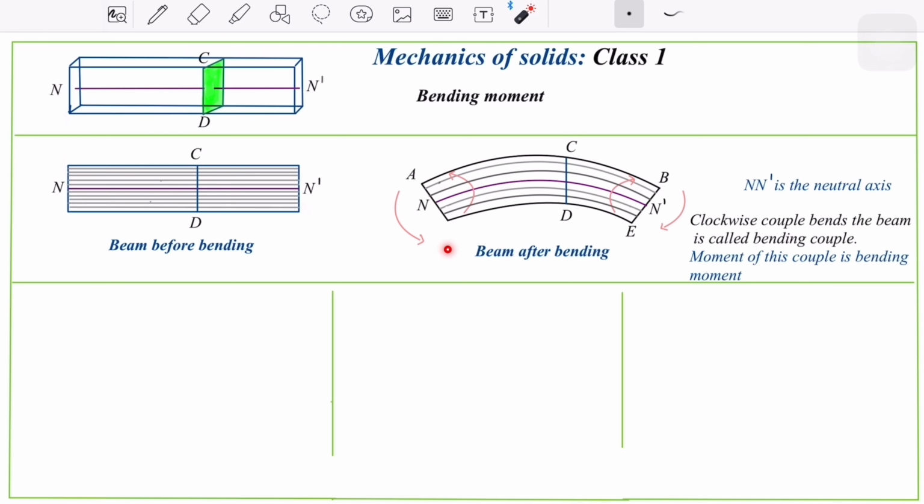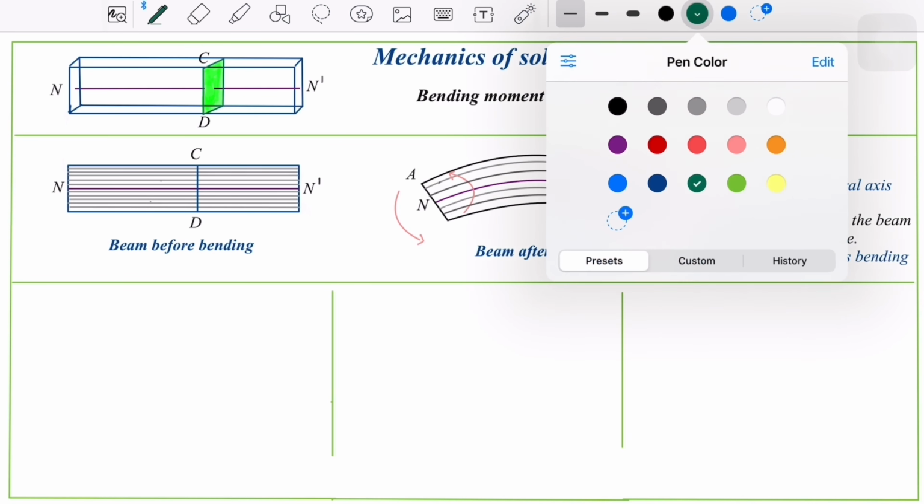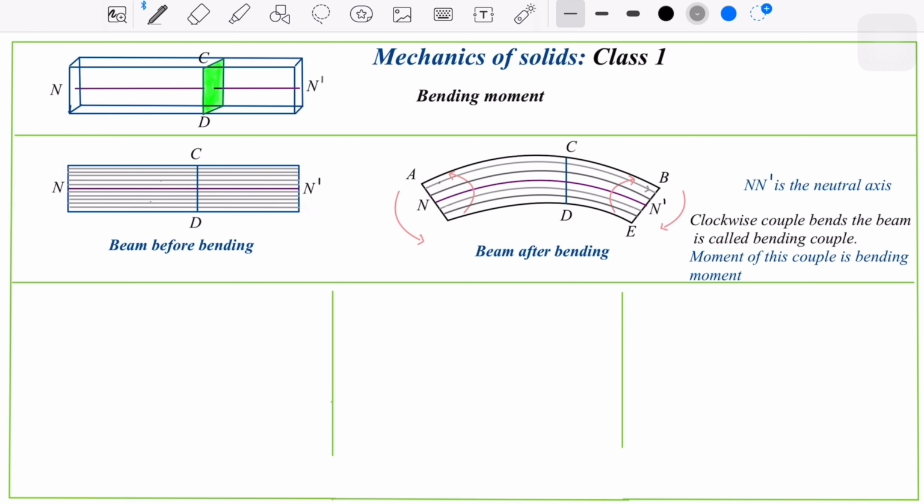When the beam is bent under the influence of an external couple, we have a convex side and a concave side. On the convex side the filaments are extended, and on the concave side the filaments are compressed. Consider a small portion CBED inside the beam, where CD represents the cross section. Here N dash is the neutral surface, and suppose the beam is loaded, then on the right hand side the direction of the torque is in the clockwise direction.